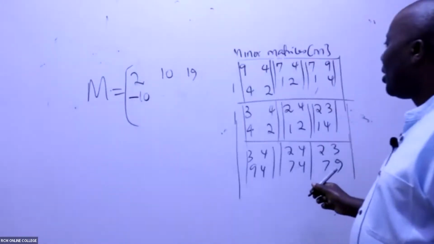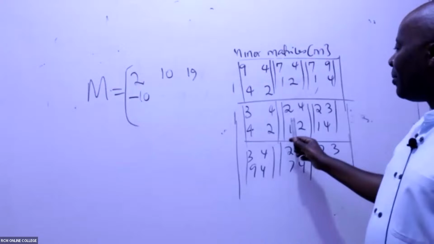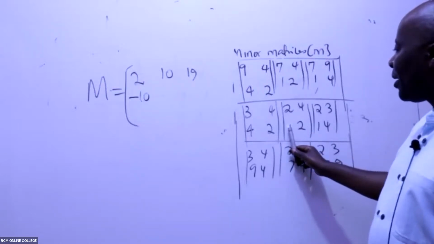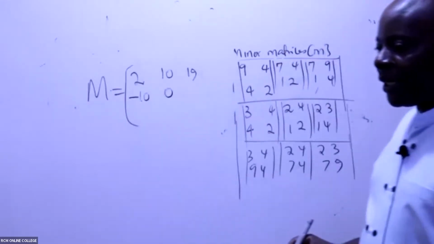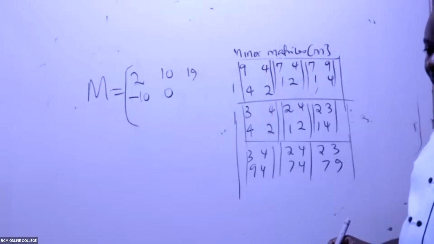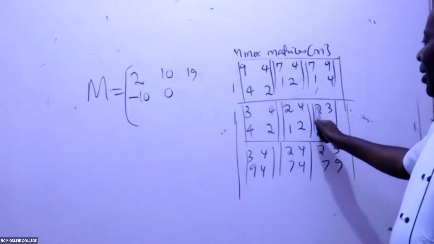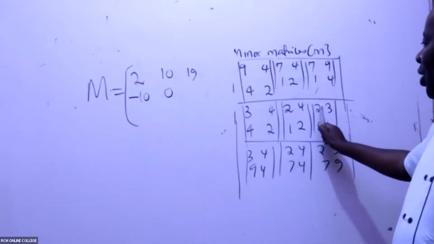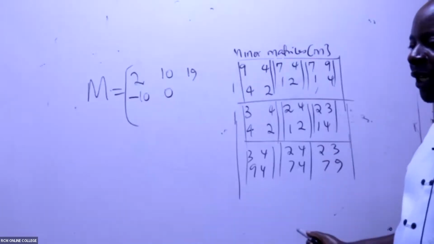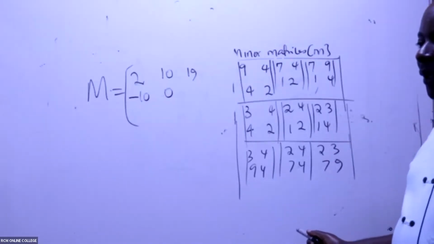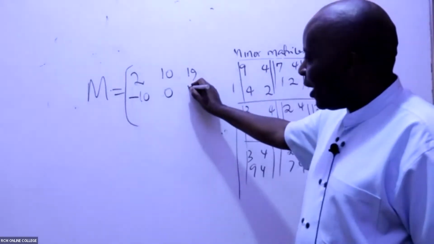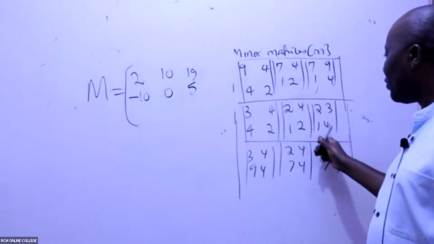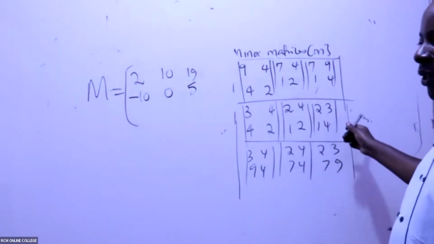From there, ladies and gentlemen, we have the second one, 2 times 2 minus 4. So it gives us 0. Is that okay? 0. Thank you so much. Then you come here, 2 times 4 minus 1 times 3. 2 times 4 minus 1 times 3 gives me what figure? So this one here will give me 5, isn't it? So we have here 2 times 4 minus 1 times 3. So that gives me 5.